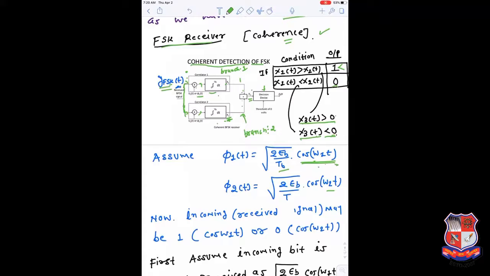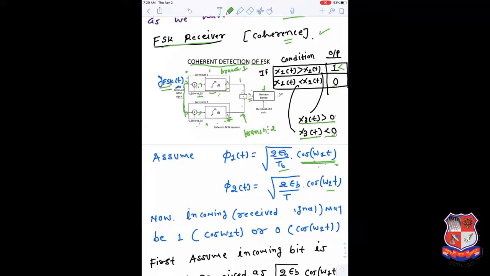So the y FSK of t signal is received by branch 1 and branch 2, but we are using two different correlators here, correlator 1 and correlator 2. In correlator 1 we multiply with phi 1 of t, and correlator 2 multiplies the incoming signal with phi 2 of t, and passes it through the integrator. So a correlator is basically a combination of functions. The first function multiplies the incoming signal with phi 1 of t or phi 2 of t, and then integrates them.